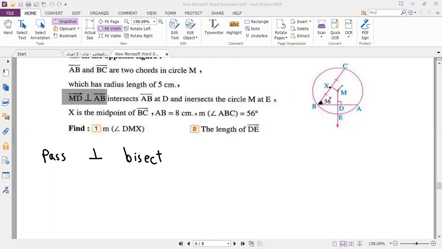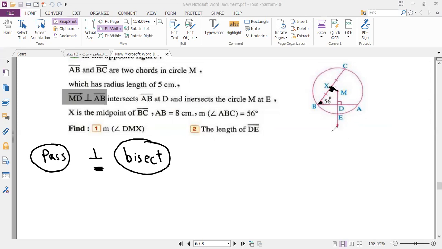This line passed through the center of the circle and bisected this chord. Because this line segment passed through the center of the circle and bisected this chord, this line segment will be perpendicular to this chord. So this angle is going to be 90.